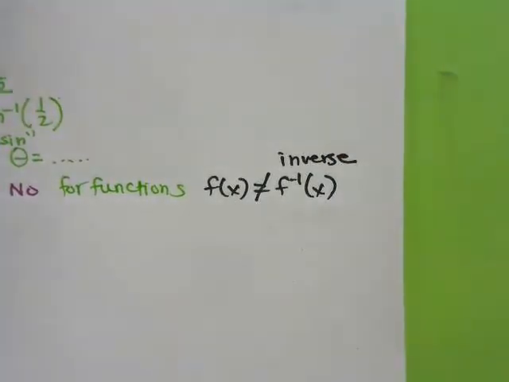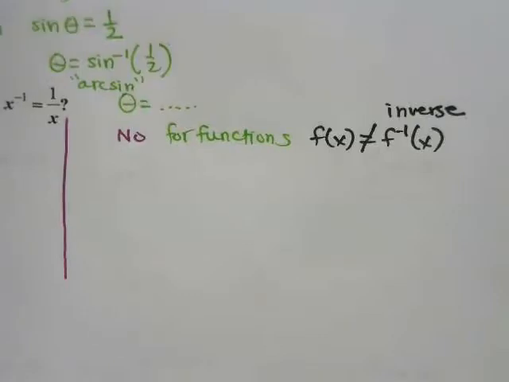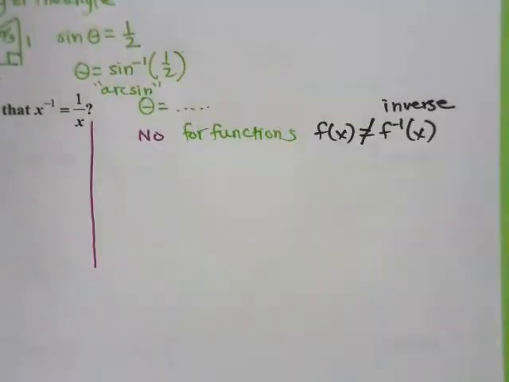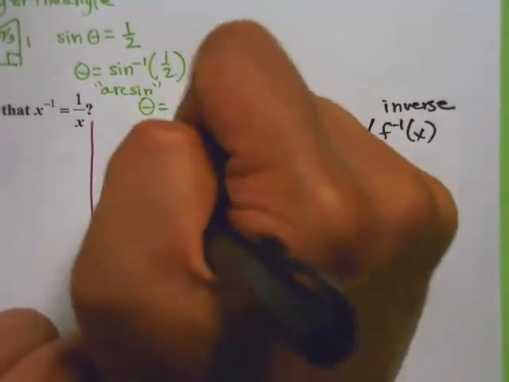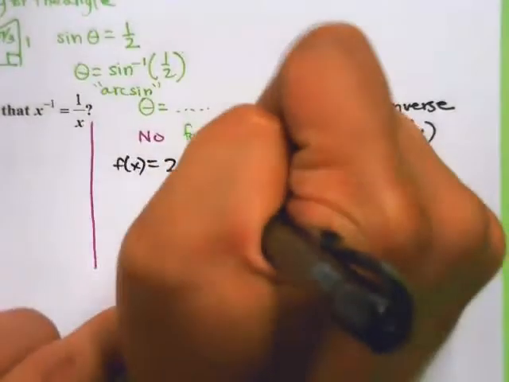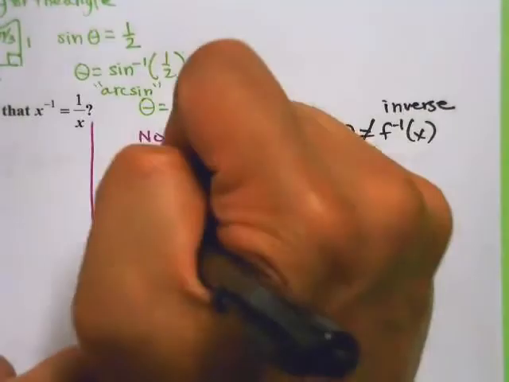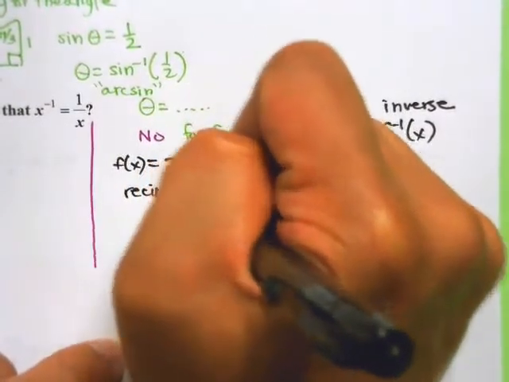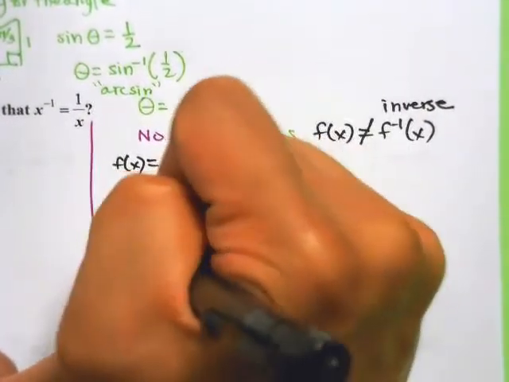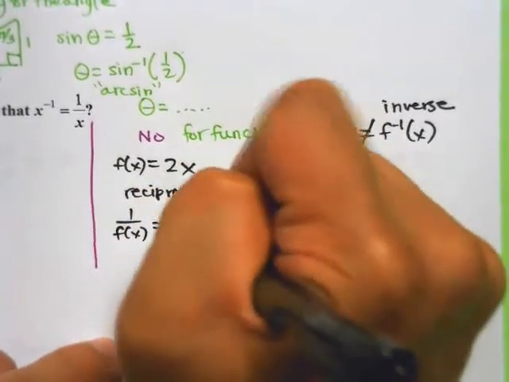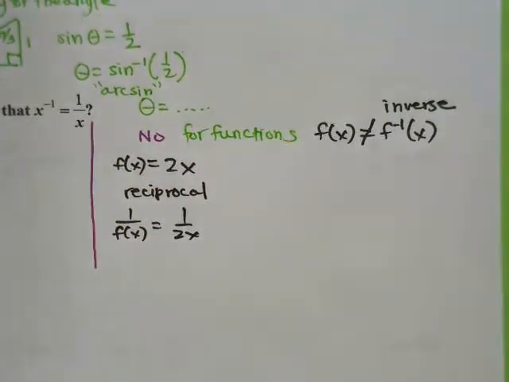And I can probably show you guys this right now. So here's maybe a small proof, I guess. Let's define f of x a little bit. I'm just going to make this up. Let's suppose that f of x is equal to 2x. Okay, so if we were to do a reciprocal function, 1 over f of x, that's equal to 1 over 2x. Okay, so that's that.